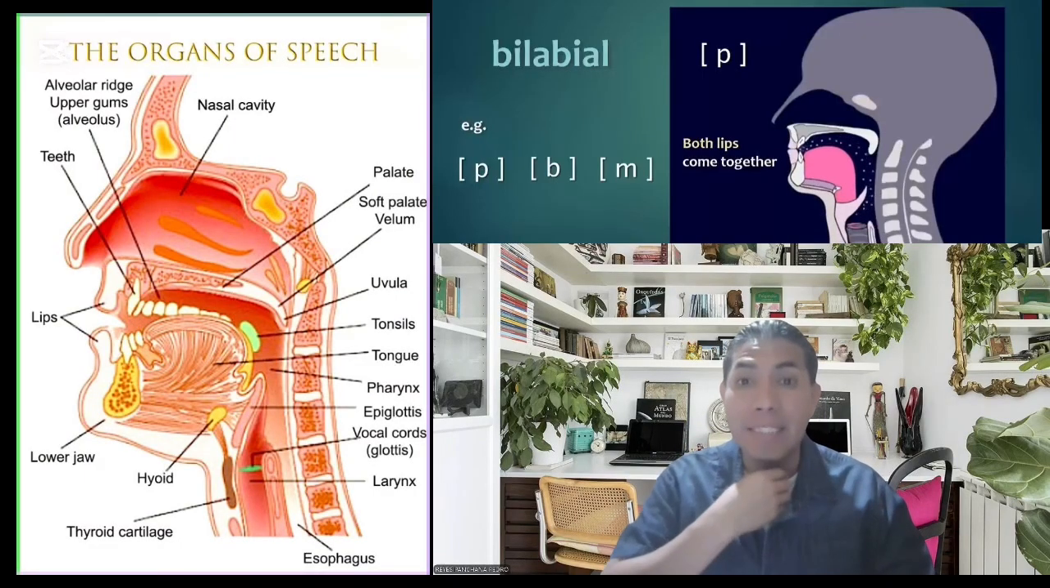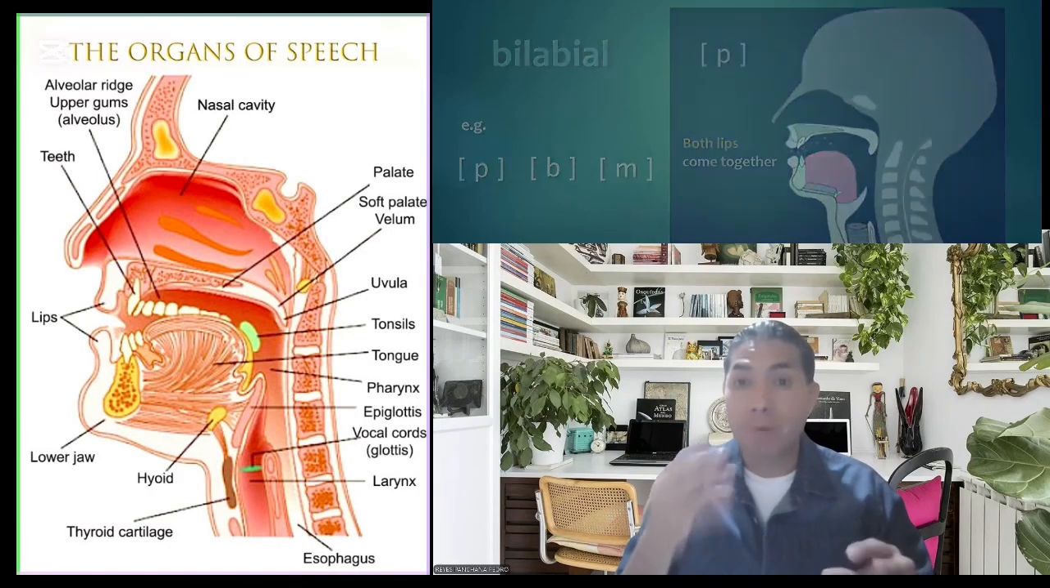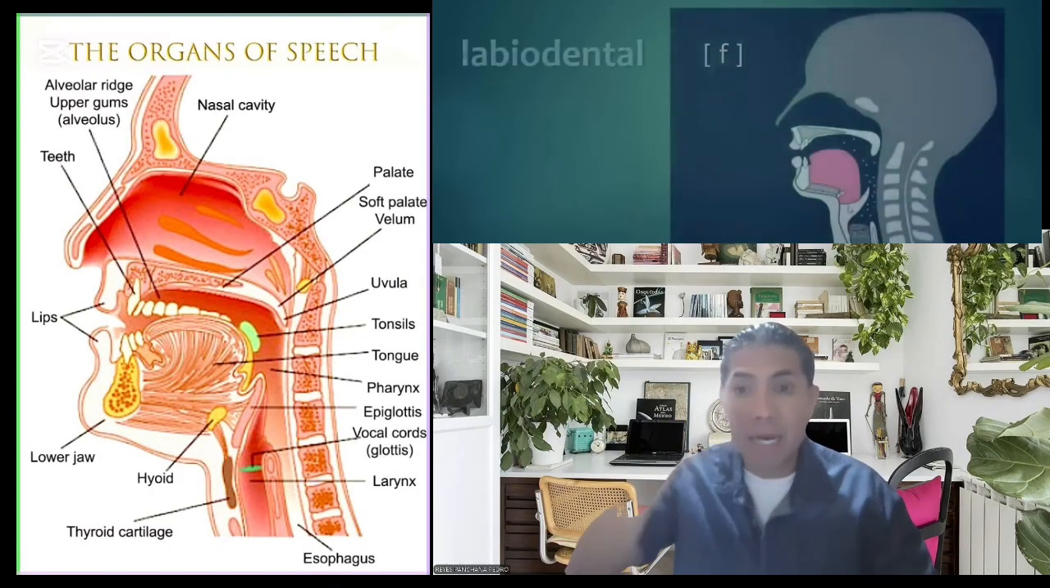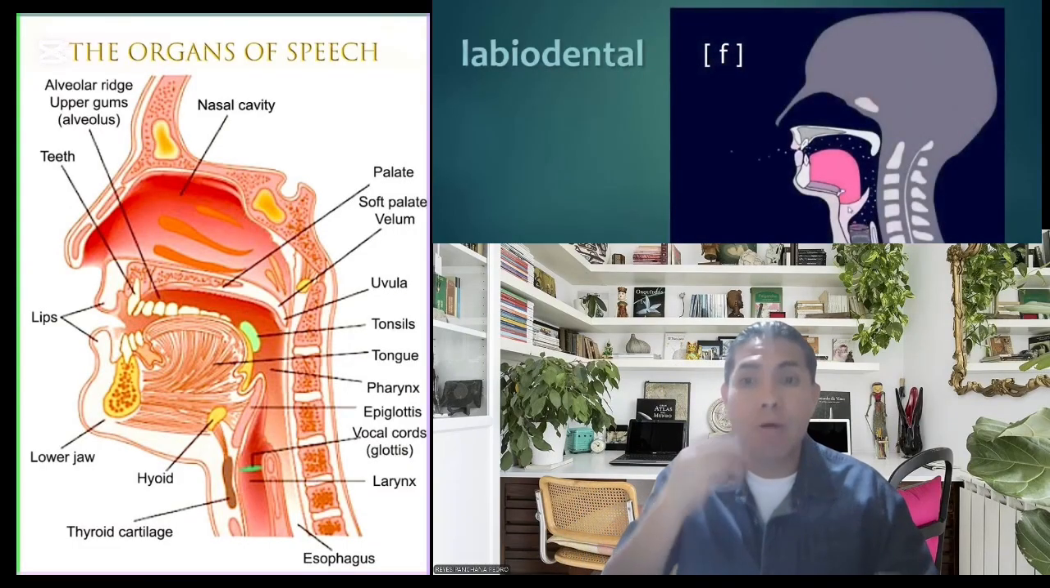Example, "please." Consonant voiced plosive: air comes out while your vocal cords vibrate. Example, "baby." Consonant voiced nasal: air escapes through the nose while your vocal cords vibrate.